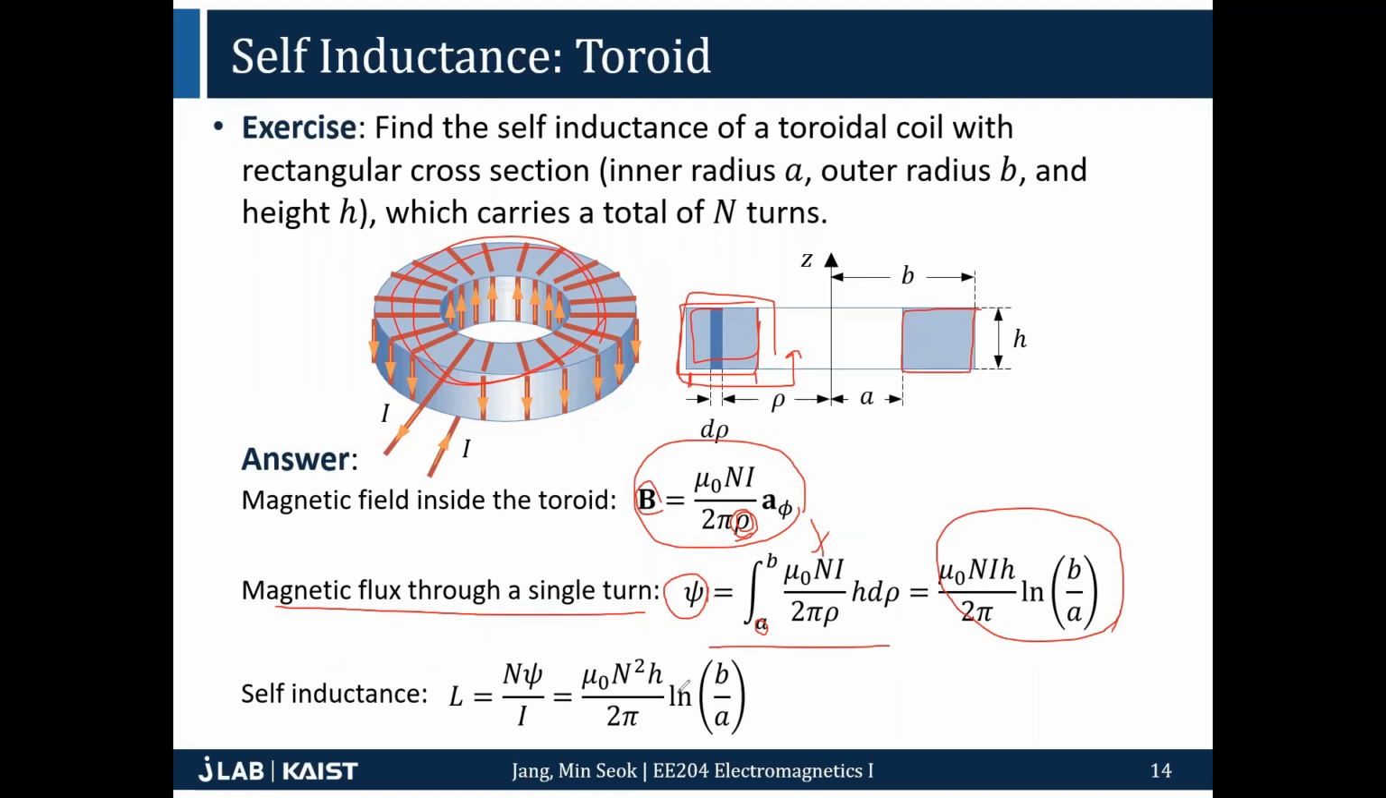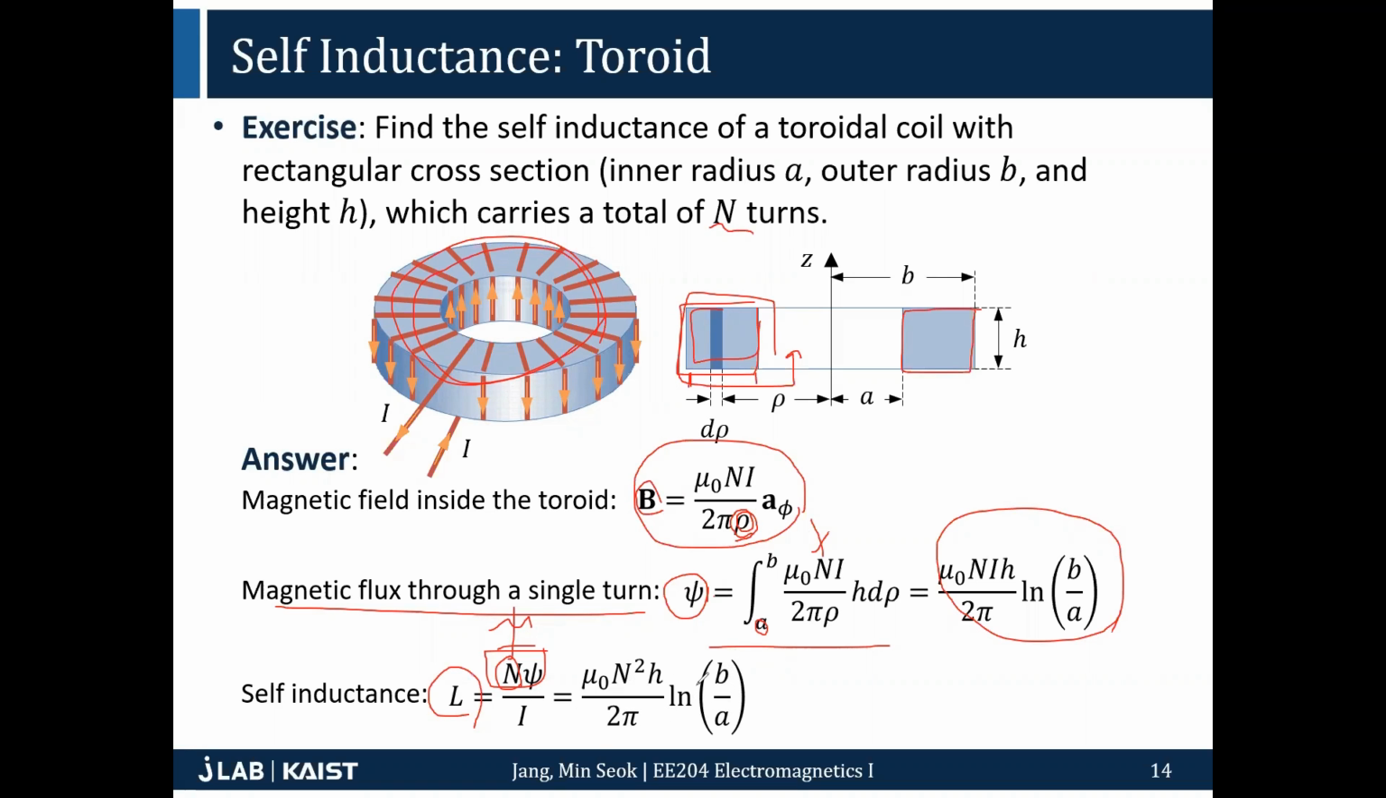And then you actually have many turns, and the total number of turns is n, right? Because we assigned this number n here. So you need to multiply n to the magnetic flux through a single turn, and that gives you the total magnetic flux. Now you divide this by I, you get the self-inductance: mu 0 n squared h divided by 2 pi log b over a.